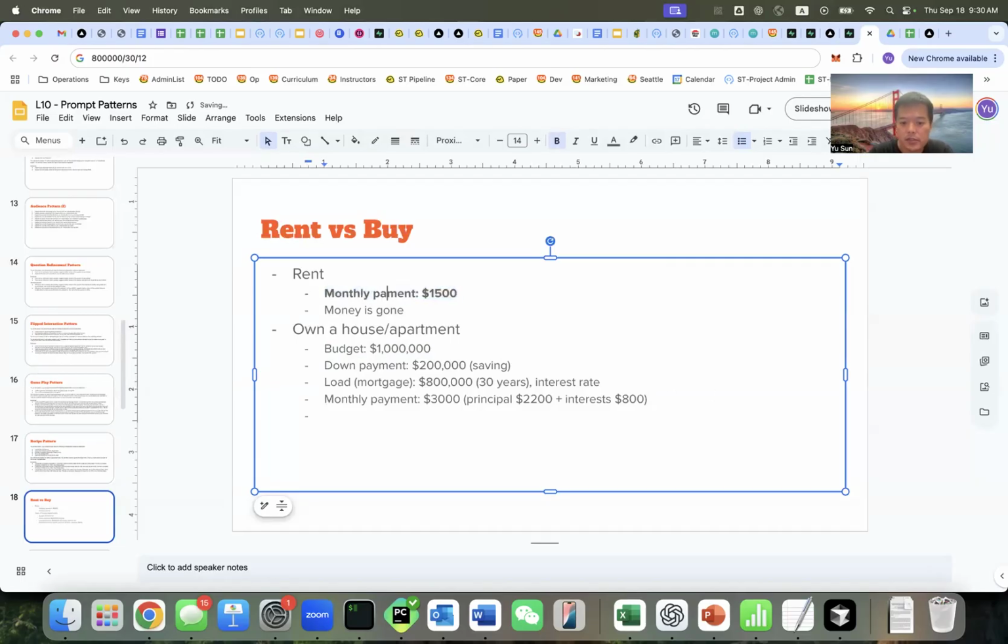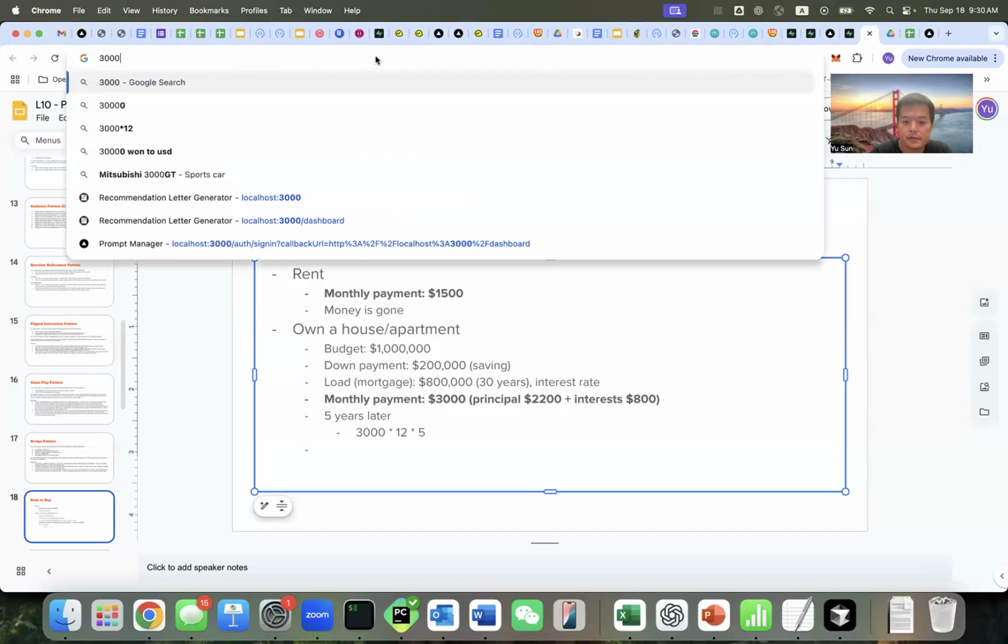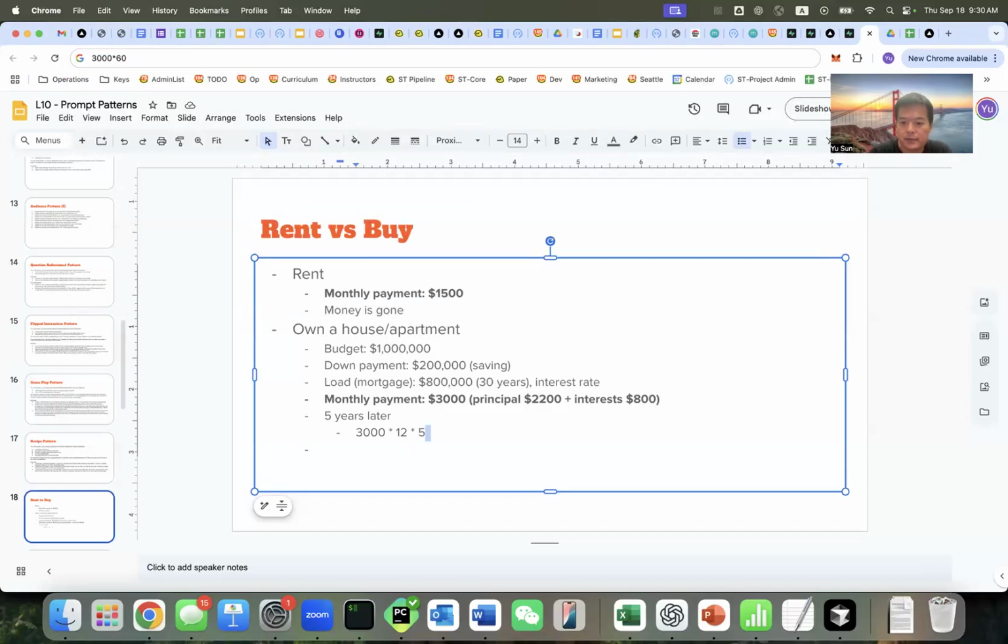But the situation is very, very different. Because now you are making the monthly payment, but that payment is not going to be gone. So let's say 5 years later, how much money did you pay in total? So 3,000 times 12 and times 5, so that is 180,000. So you have to pay a total of this after 5 years.